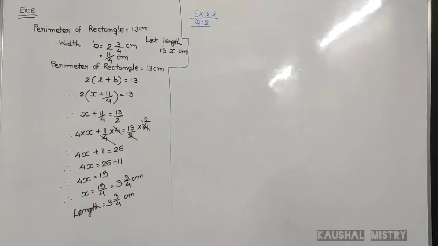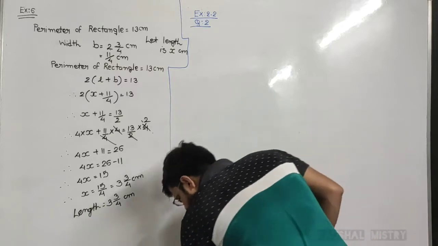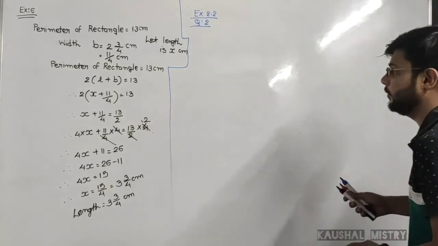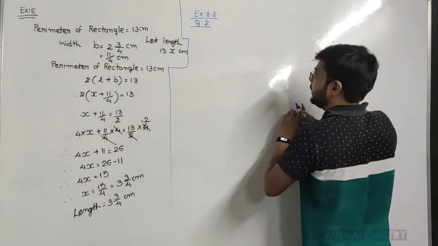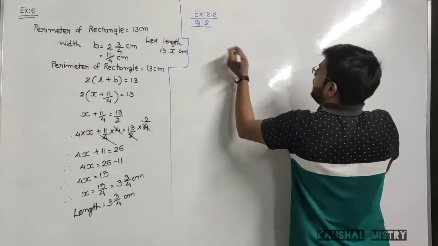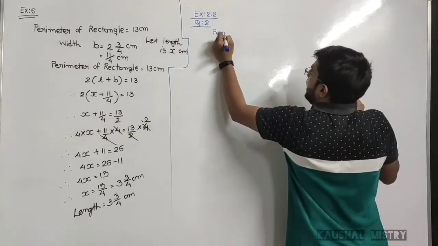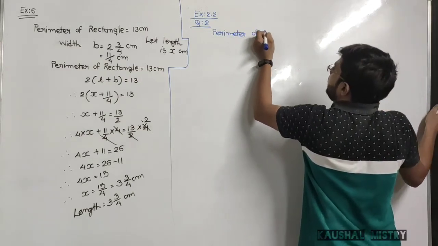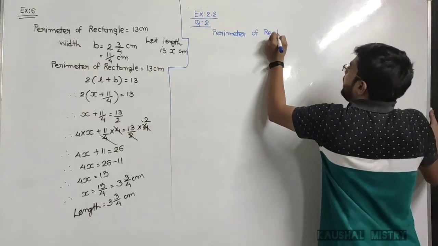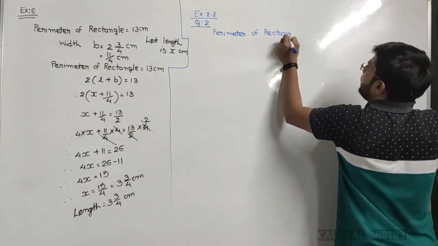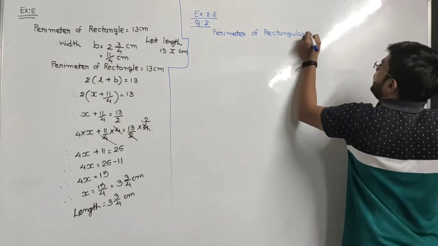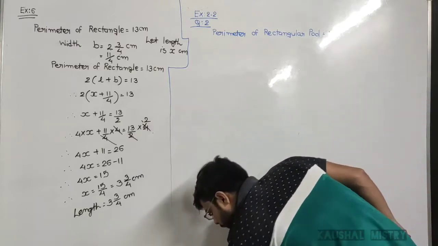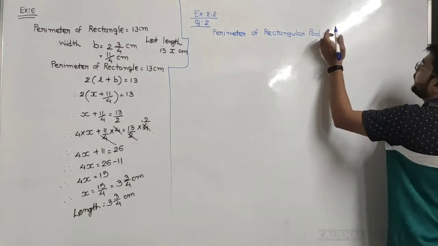Now exercise 2.2 question 2 we are going to solve. The perimeter of a rectangular swimming pool is 154. That means here it is given that the perimeter of the rectangular pool is equal to 154 meter.